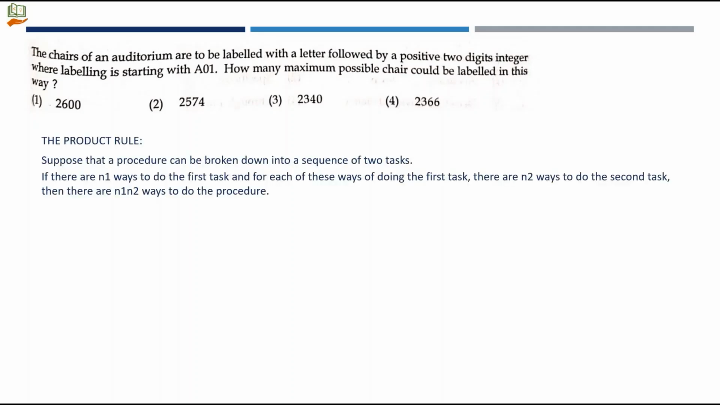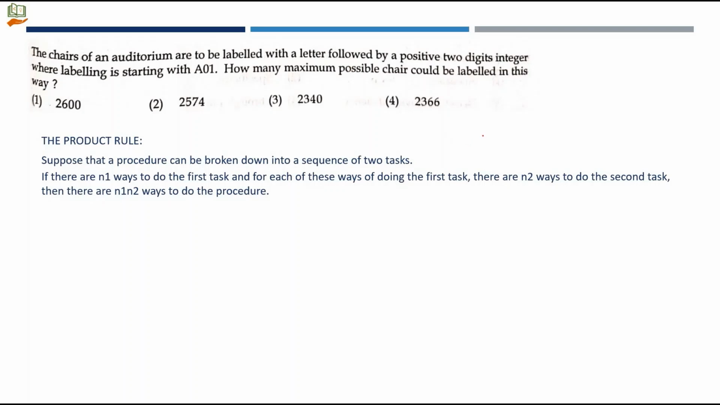Suppose that a procedure can be broken down into a sequence of 2 tasks. If there are n1 ways to do the first task, and for each of these ways of doing the first task, there are n2 ways to do the second task. Now we can just interpret the question in this way.